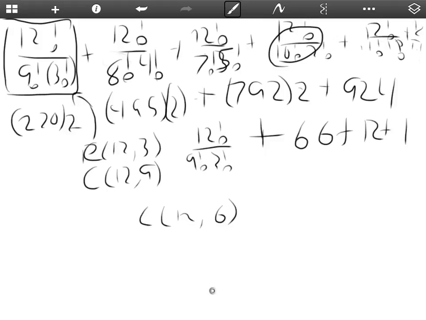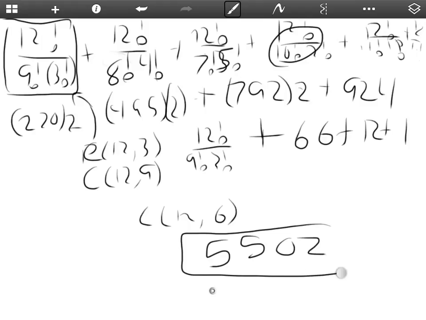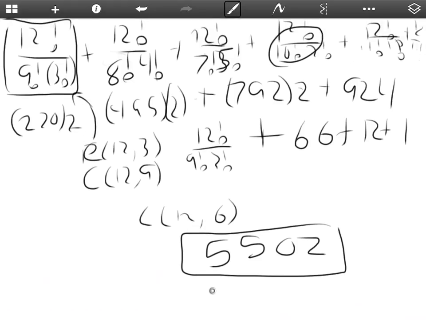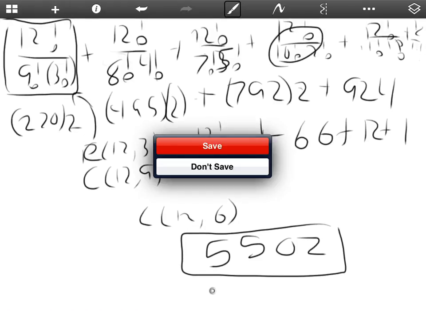What do these add up to? 220 times 2 plus 495 times 2 plus 792 times 2 plus 924 plus 66 plus 12 plus 1 is 5,502. Okay, are we done? We're not even done. Wait a minute, there's another one.